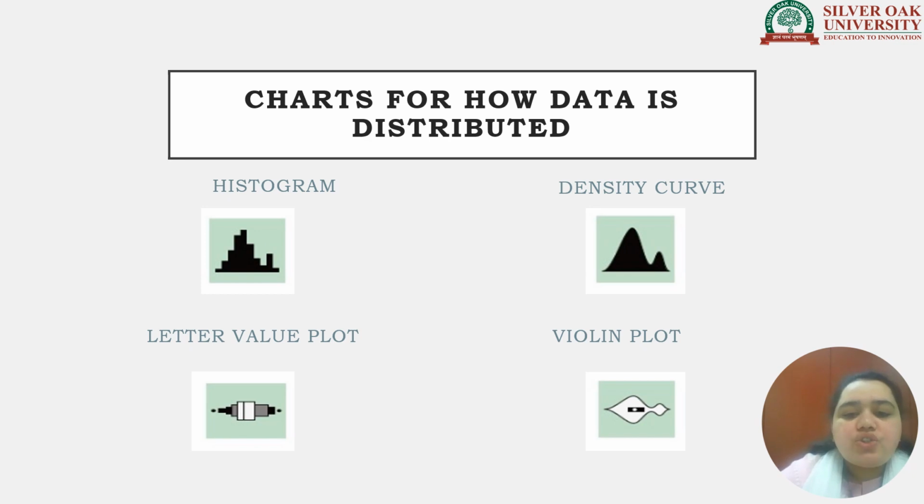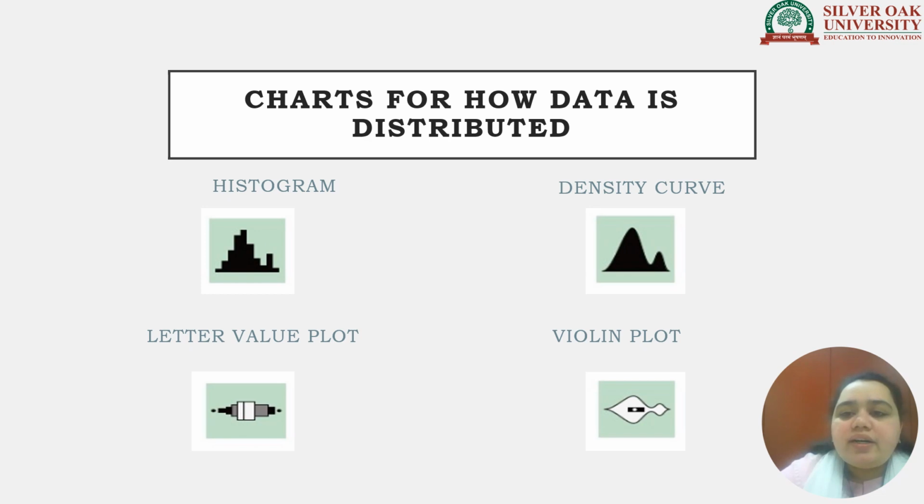Next we have charts for how data is distributed. One important use for visualization is to show how data point values are distributed. A histogram is a type of chart that shows the frequency distribution of data points across a continuous range of numerical values. The values are grouped into bins or buckets that are arranged in consecutive order along the horizontal x-axis at the bottom of the chart.